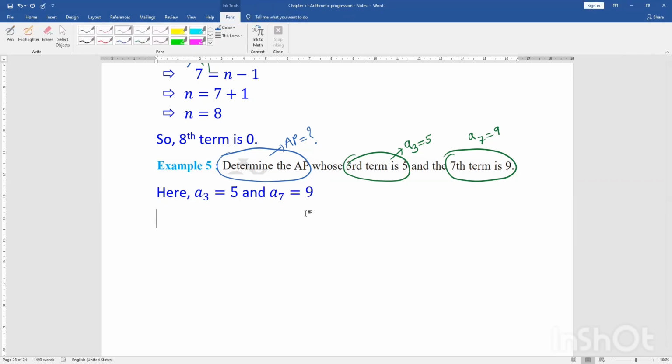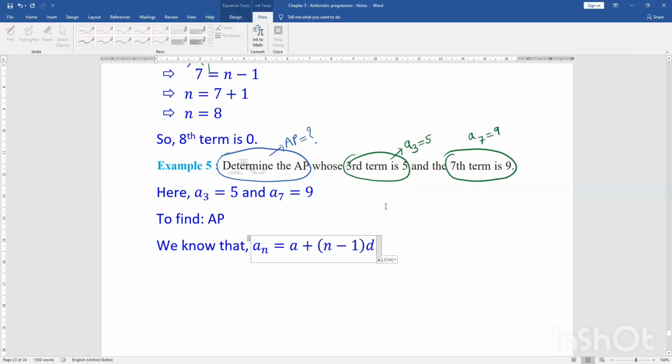Then after that, to find the AP. Now we know that A_n equals A plus (n minus 1) D. Correct, children?